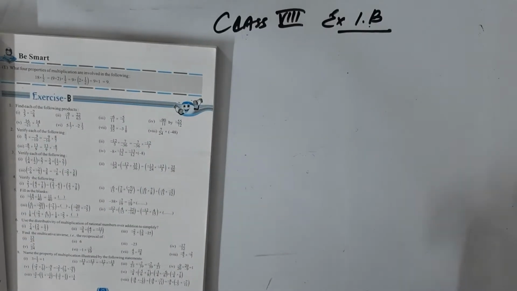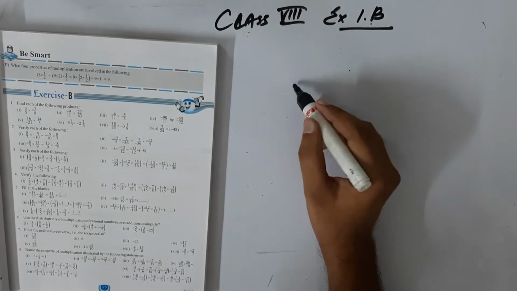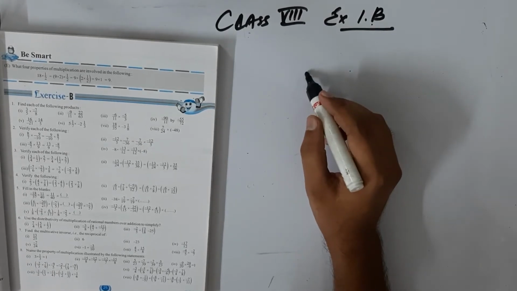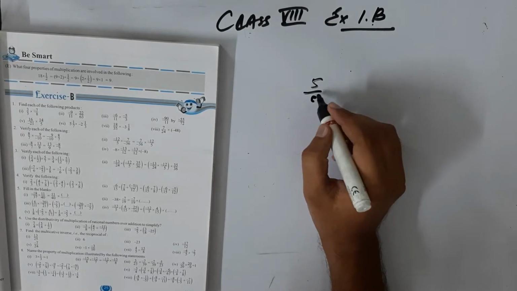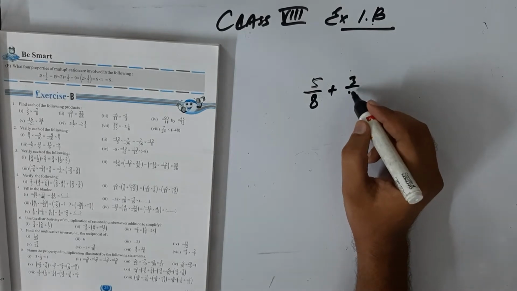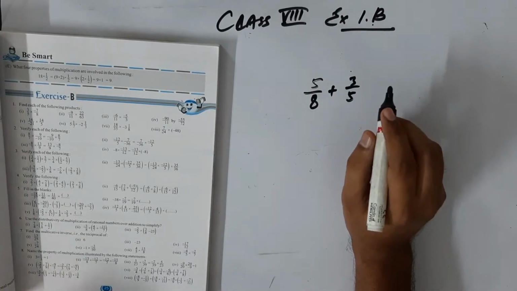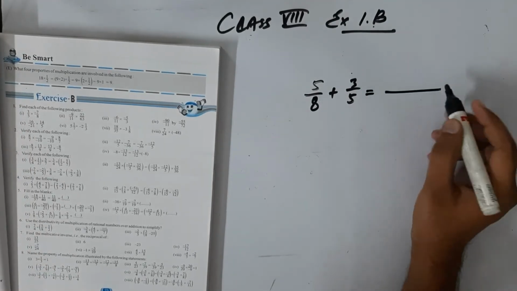Today we're going to learn about the second topic, second exercise. Last time, what we have learned is that whenever we have fractions, somewhat like 5 upon 8 plus 3 upon 5, then what we used to do is take the LCM.